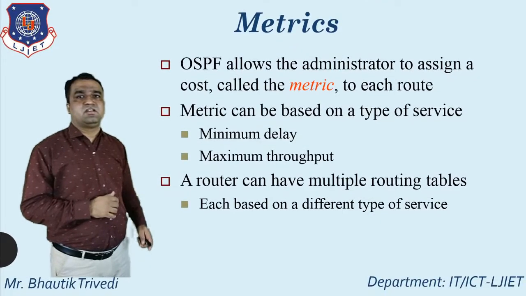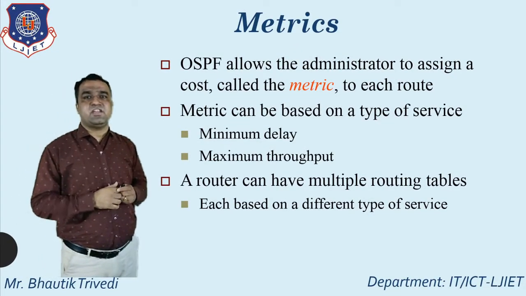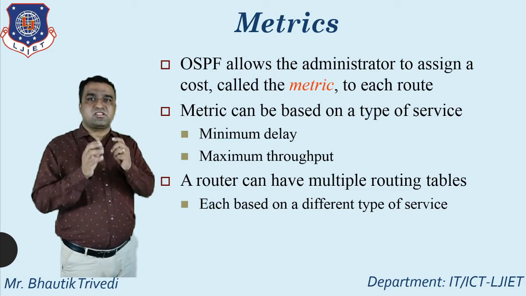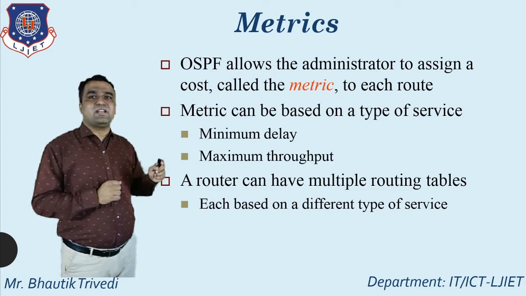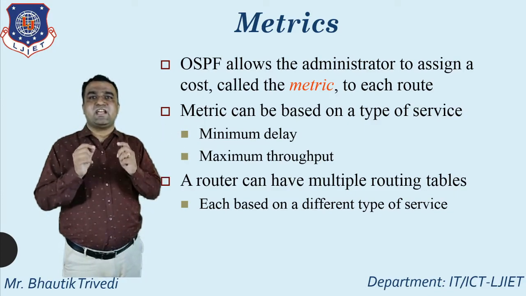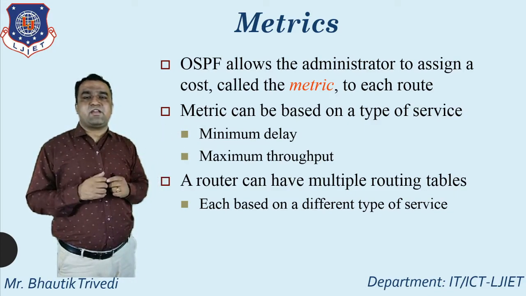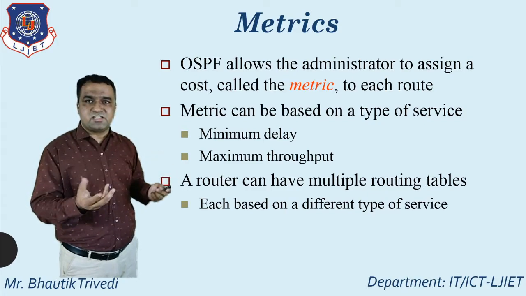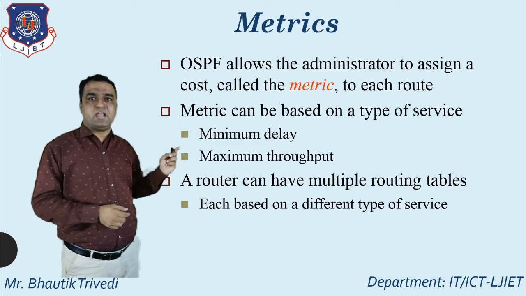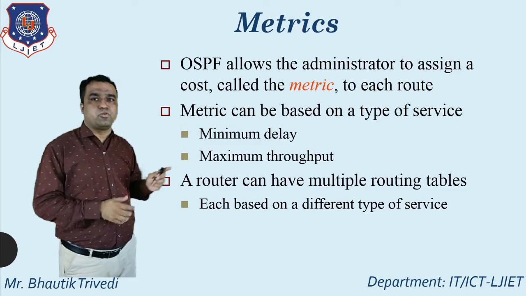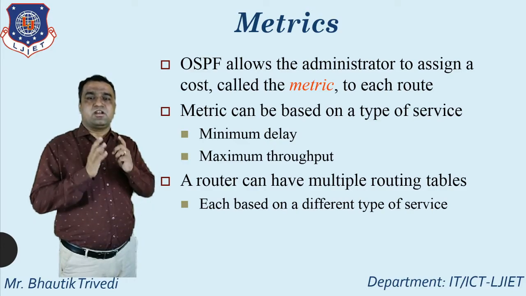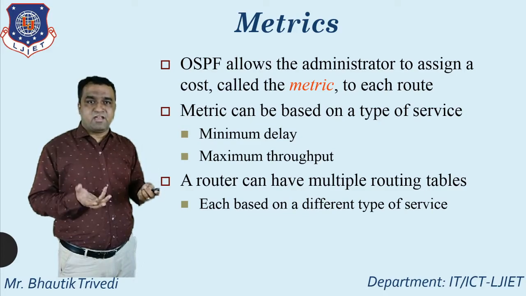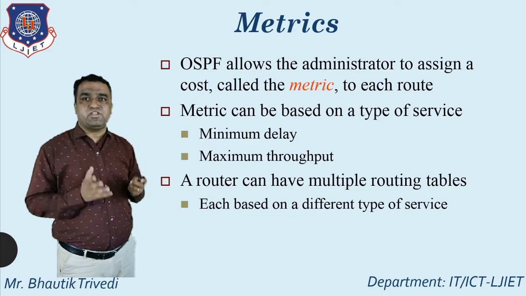After that, what is the meaning of metric in OSPF? It assigns a cost. Whatever cost is assigned in OSPF is known as the metric for each and every route. The metric can be based on a type of service, known as TOS. How do I measure this? One is minimum delay, and the second is maximum throughput. That is the most important thing. And each and every router can have multiple routing tables, because that is totally based on the type of service.